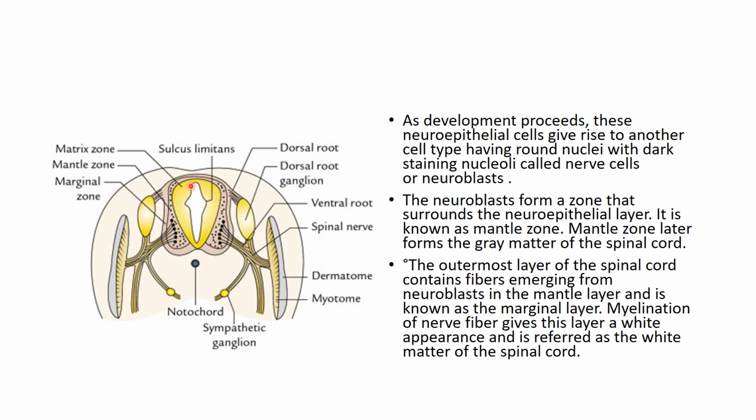The pluripotent neuroepithelial cells, which are the innermost cells, give rise to the neuroblast cells that settle in the mantle zone, which forms the future gray matter of the spinal cord region. The axons of these cells traverse through the next zone called the marginal zone, which forms the white matter as it contains the axons which are myelinated.